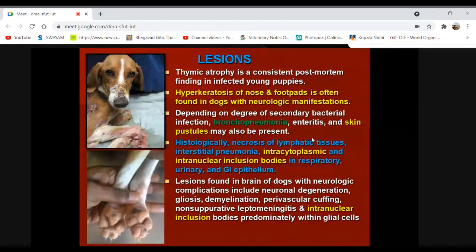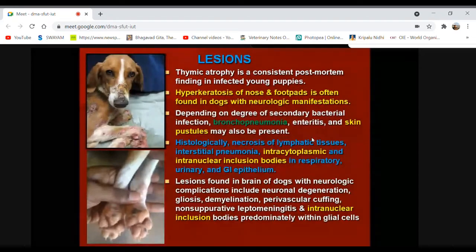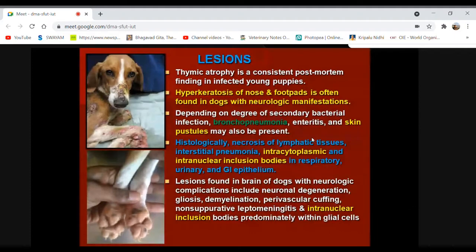One difficulty is that because of the neurological signs, sometimes people get confused or misdiagnose it as rabies, and the salivation is also there in this case. So sometimes people think about rabies. Differential diagnosis is important and it should be done.